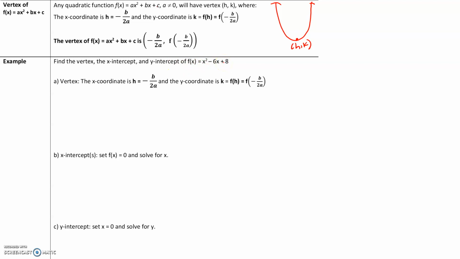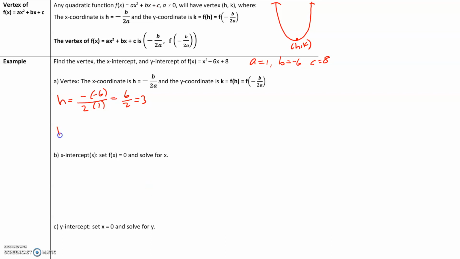So when we have the format ax squared plus bx plus c, the coordinate is going to be the point h equals negative b over 2a. So first let's identify our a, b, and c. So our a value is the coefficient of x squared, which means our a value is 1. The b value is the coefficient of the x, which is negative 6. And the c value is the constant, which is positive 8. And so the x coordinate of the vertex is h equals negative b, which is negative negative 6, divided by 2 times a, which is 2 times 1. So this gives us 6 divided by 2, which is 3. That is the h or the x coordinate of the vertex.